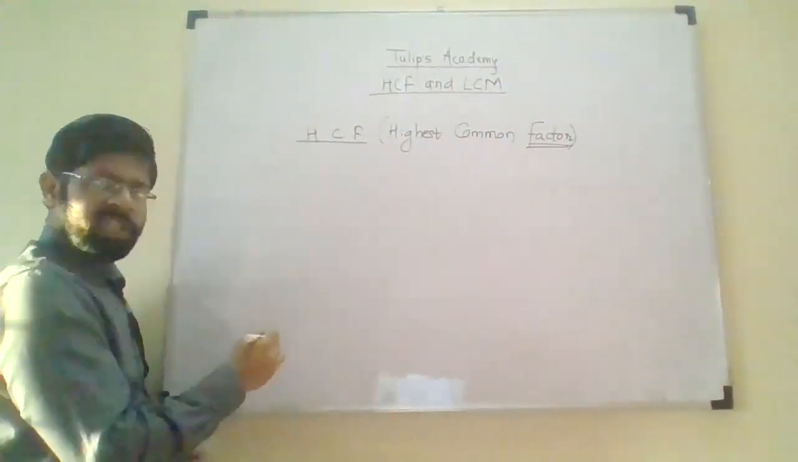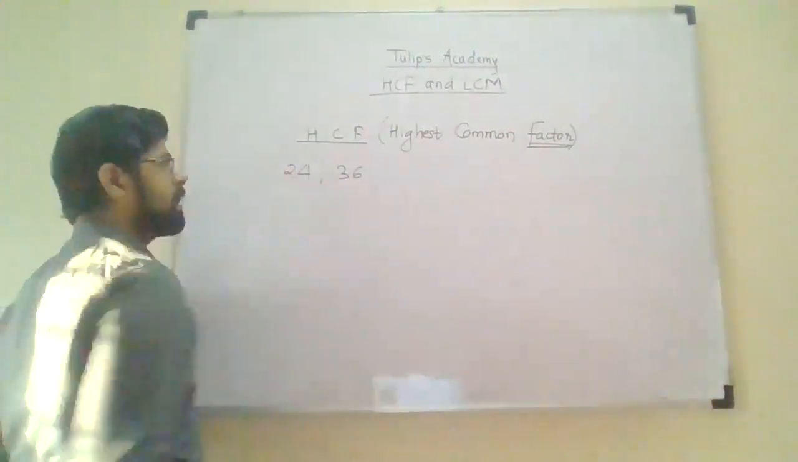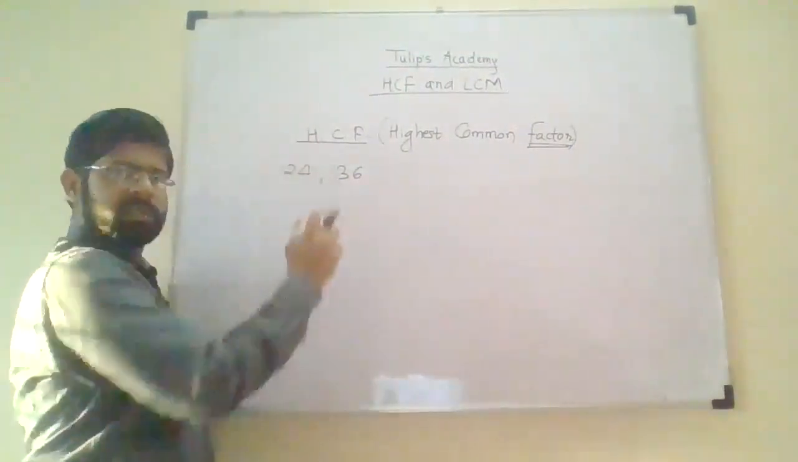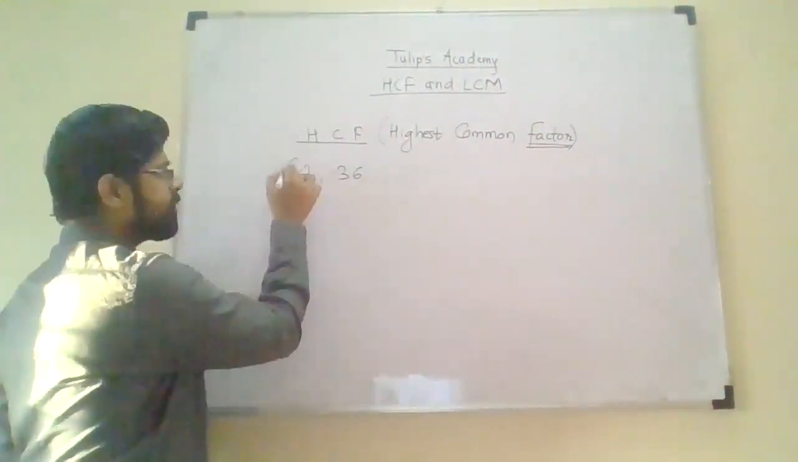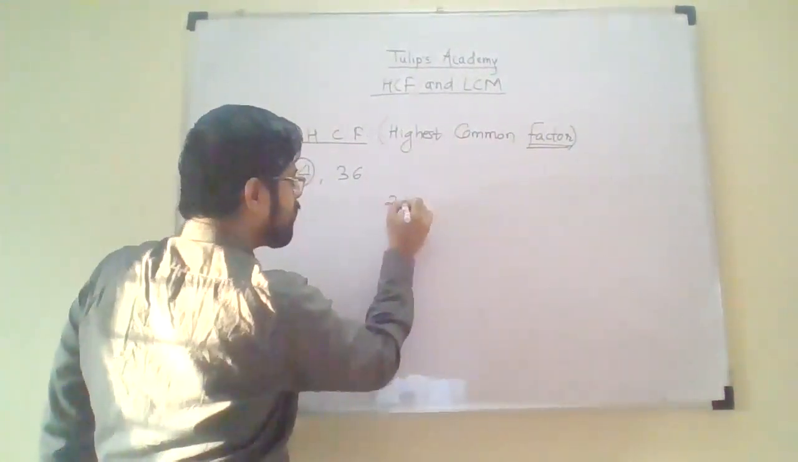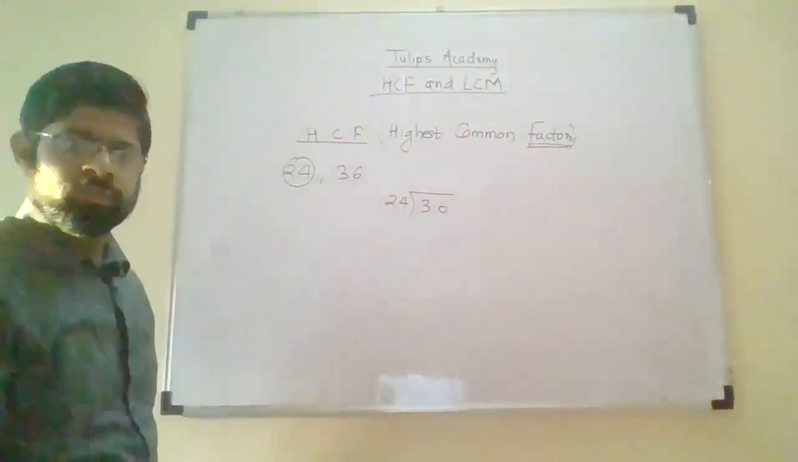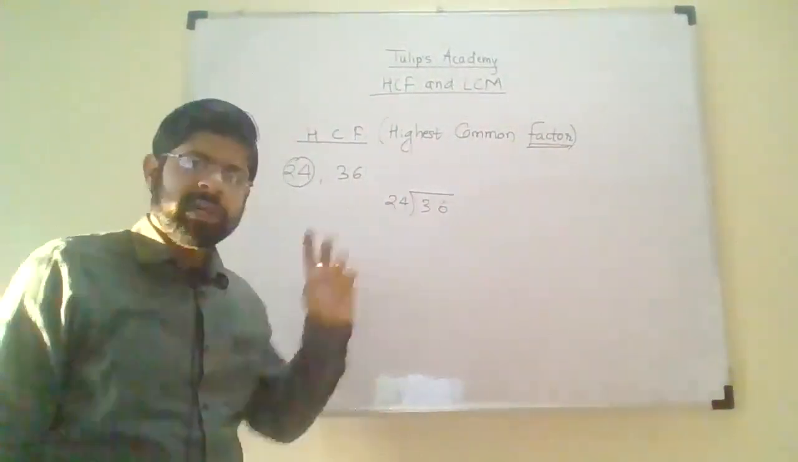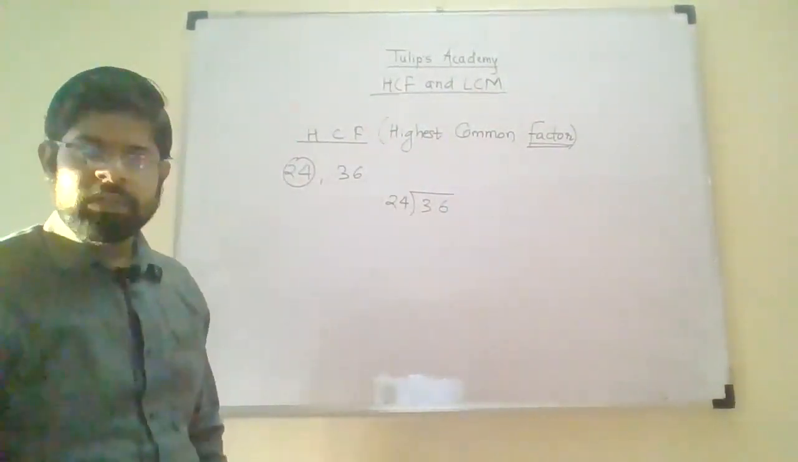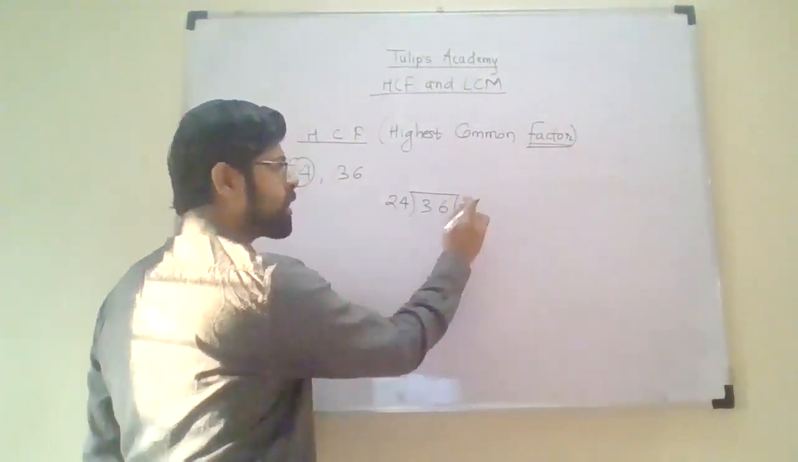So again we have to calculate the HCF of the same two numbers, that is 24 and 36. Now what I will do, I will consider the smaller of these two numbers. Which number is smaller? 24. So now 24 will be the divisor and 36 will be the dividend. I will consider the smaller number and the larger number. The larger number will become the dividend and the smaller number will become the divisor. This is the first step. Now 36 divided by 24, and you have to write the quotient here.